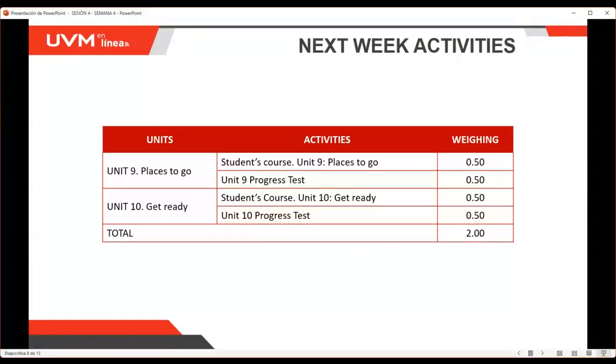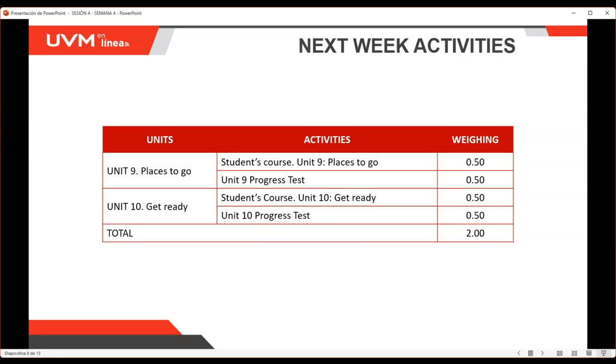Okay, let's talk about next week activities. For next week, you have to deliver again 2 units, Unit 9 and Unit 10, places to go and get ready. Remember, you must do 4 activities. In Unit 9, you have to work on a student's course, Unit 9, places to go, and Unit 9, progress test. In Unit 10, get ready, you have to work on a student's course, Unit 10, get ready, and Unit 10, progress test.